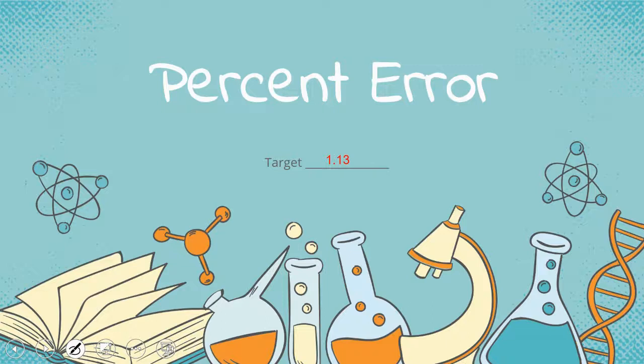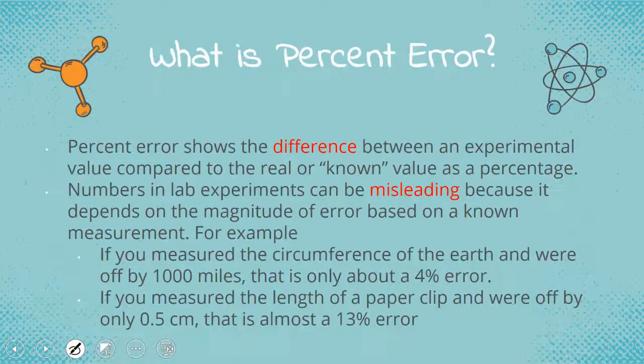The notes are on percent error, and this is target 1.13. So first, what is percent error? Well, percent error is going to show the difference between an experimental value compared to the real or known value as a percentage. So experimental values are what you get in the data that you take during a lab or experiment.